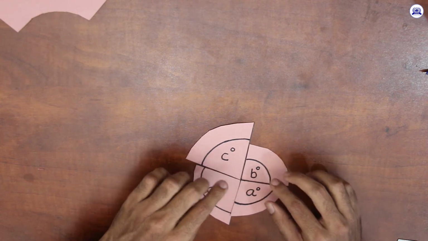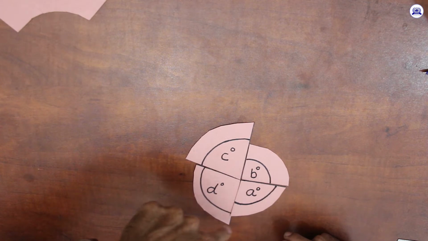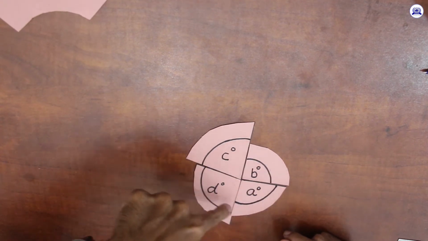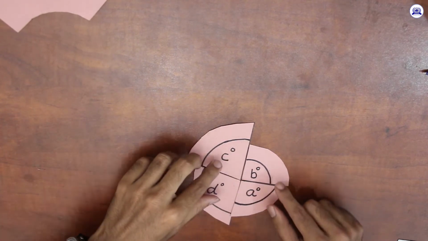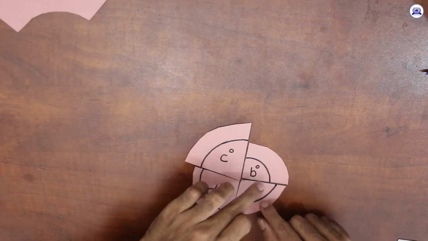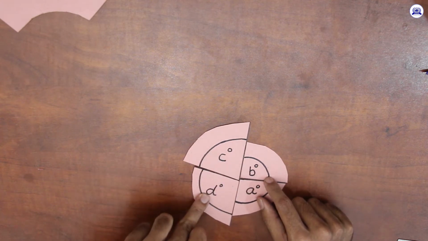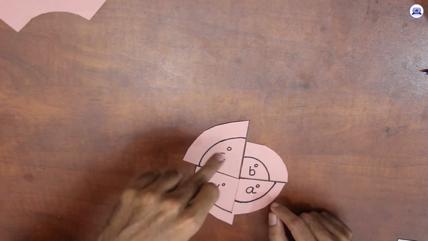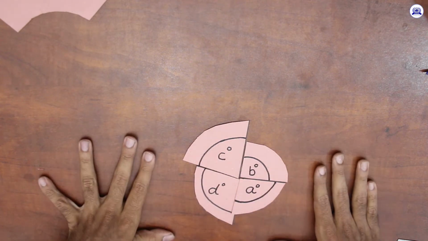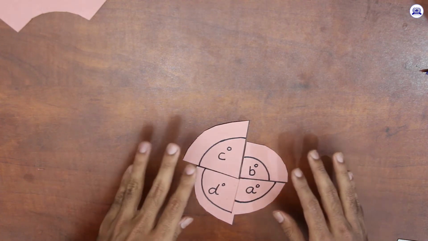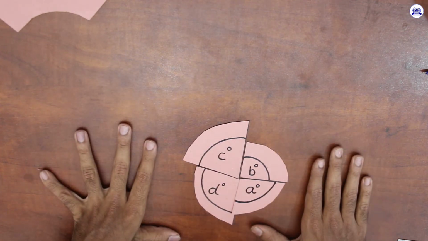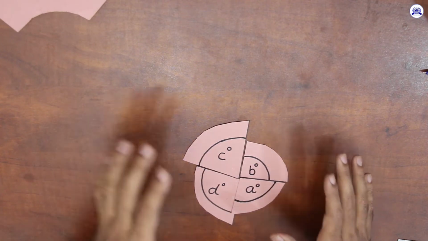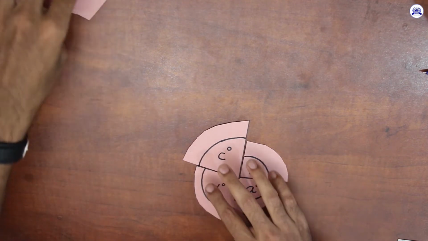So you can see I have a full circle, so I have 360 degrees together: A plus B plus C plus D. So the summation of the 4 interior angles in a quadrilateral equals 360. Very easy, right? By doing this activity, we can get an idea that the 4 interior angles of the quadrilateral should equal 360.